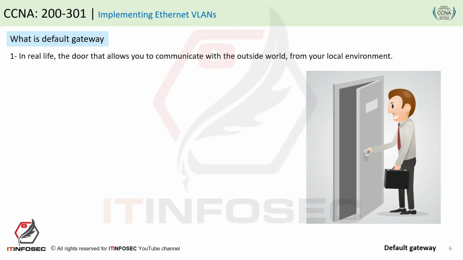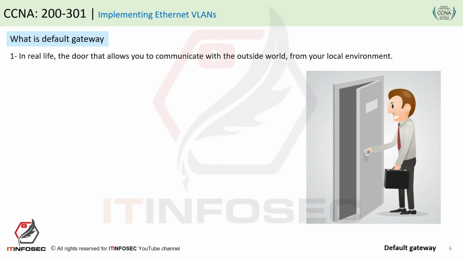Imagine you are in a room. If you want to go from your room to another floor, you should go through your room's door. It is your default gateway. If you want to go from your room to another building, you should go through the door.